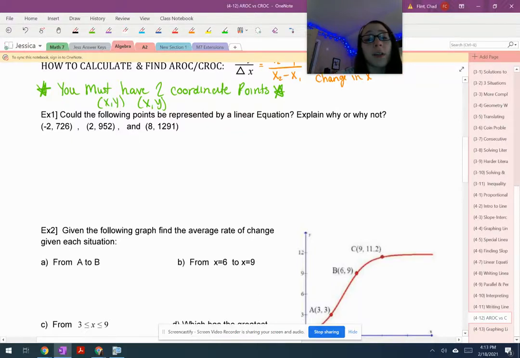Okay, so example 1 here. Could the following points be represented by a linear equation? Explain why or why not. So this is where you want to be thinking.